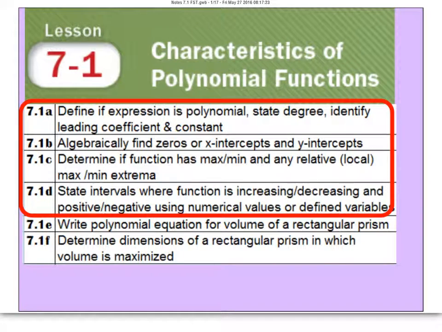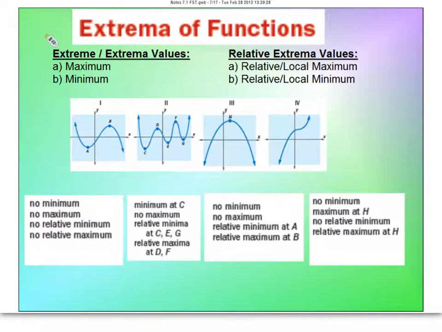Let's now focus on learning objective C, and we're going to determine if a function has a maximum or a minimum, and if there's any relative, or what are called local, max and minimum extrema. So the first thing we need to do is talk about this vocabulary. You are familiar with max and minimums, but you may not be familiar with relative or local max and mins.